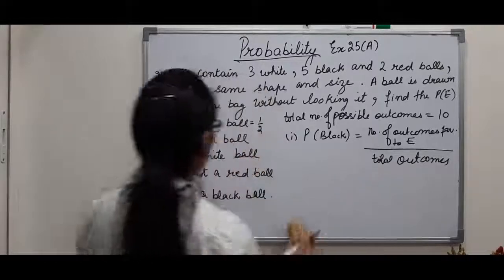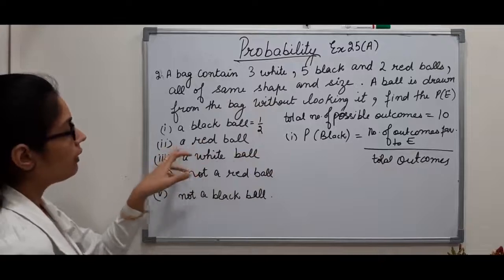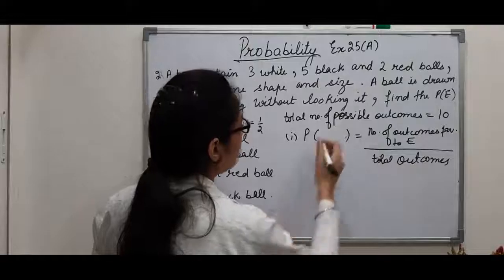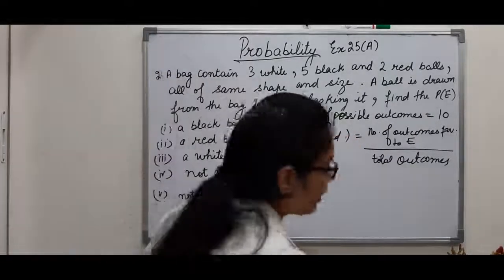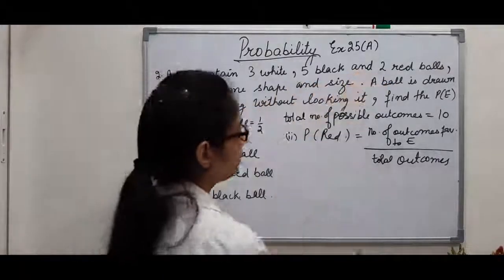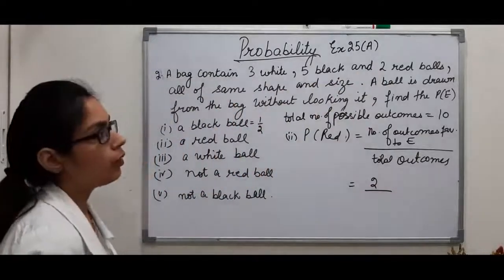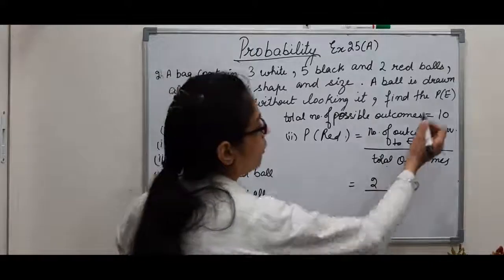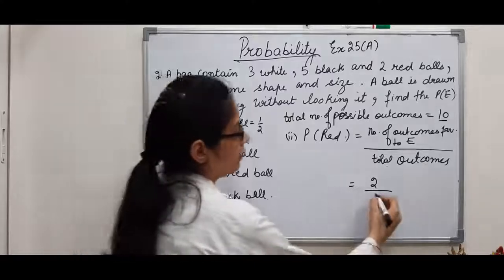Now we'll do the second part. Find the probability of drawing a red ball. So I'll just replace it with red. Again this is very simple. How many chances are there that I will get a red ball? Only 2 red balls are there, so I will simply write 2. Only 2 times I can draw a red ball. Total number of outcomes, because I have 10 chances, will be 10.